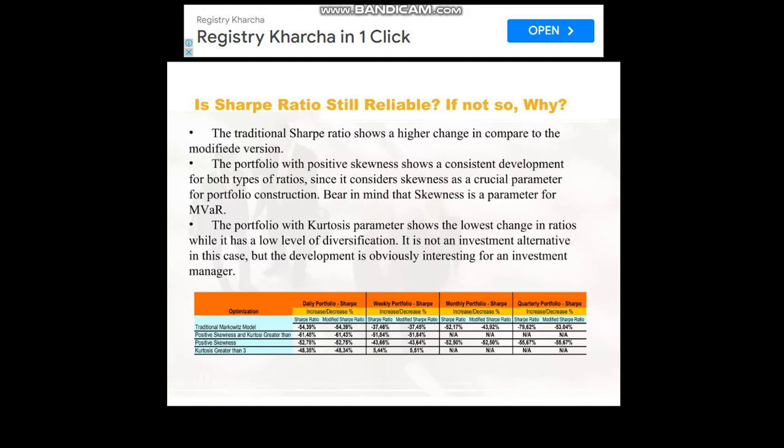The traditional Sharpe ratio shows a higher change compared to the modified version. The portfolio with positive skewness shows a constant development for both types of ratios since it considers skewness as a crucial parameter for portfolio construction. Bear in mind that skewness is a parameter for MVaR. The portfolio with the kurtosis parameter shows the lowest change in ratios while it has a low level of diversification. It is not an investment alternative in this case, but the development is obviously interesting for an investment manager.